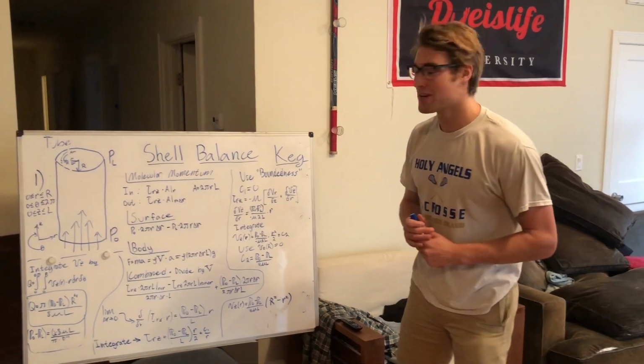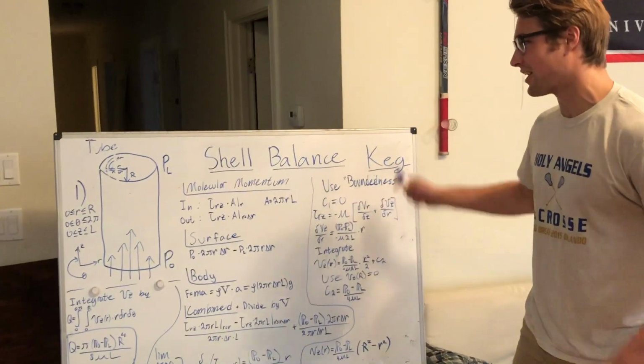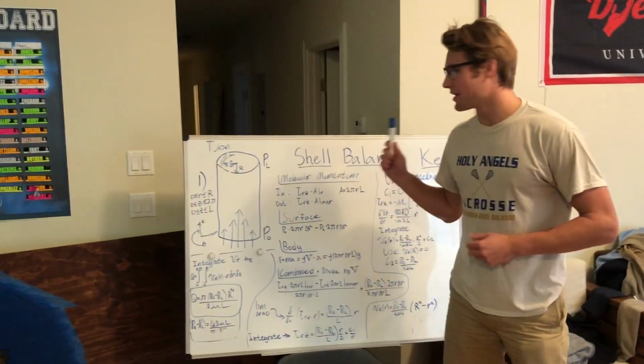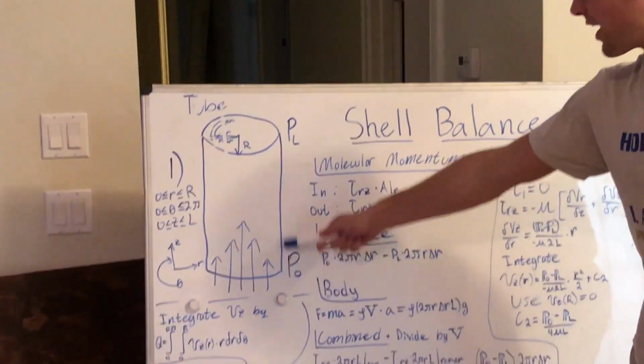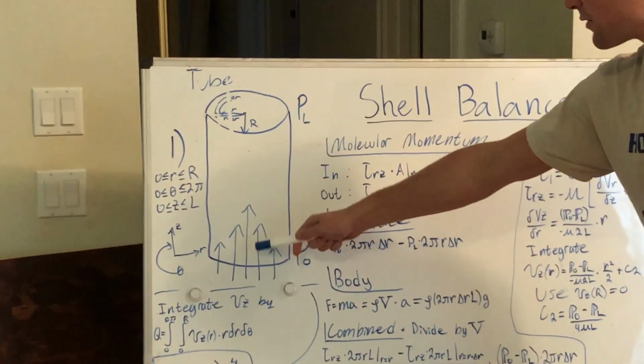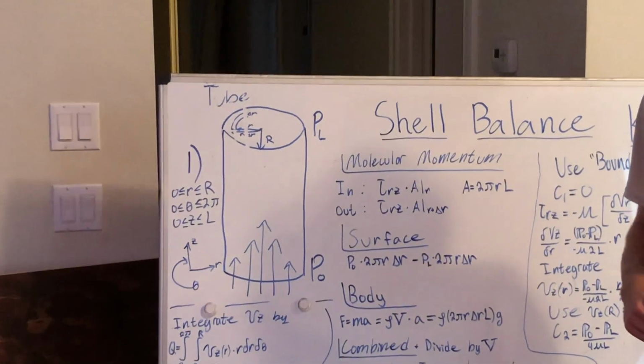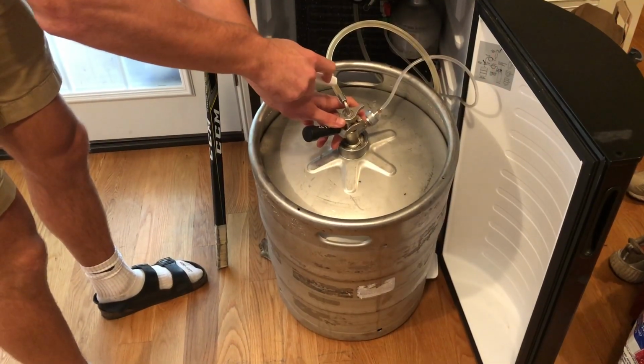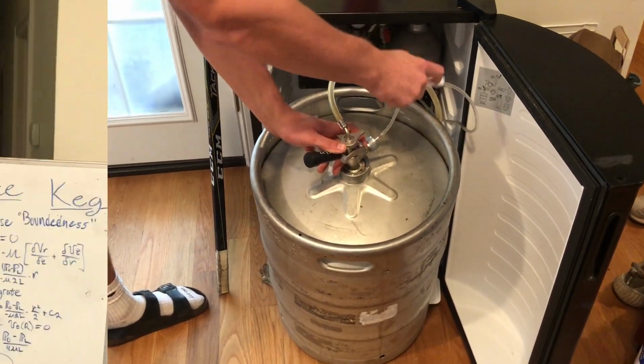Sure thing. We can set up a shell balance on our keg to describe the flow of the fluid through the tube. First of all, we got to describe our system. So here we have the tube with flow through it. This is in the coordinate system of r, theta, and z as a cylindrical system. Let's check out the Kegerator tube. As you can see, fluid flows through the tube in this direction.